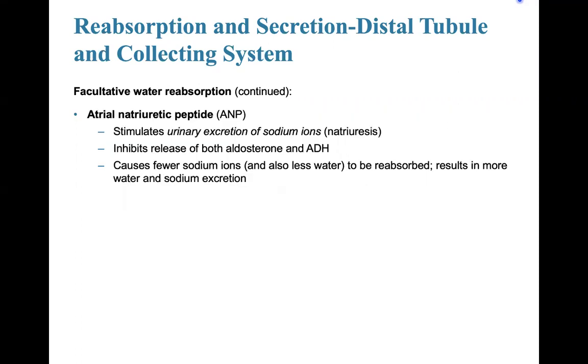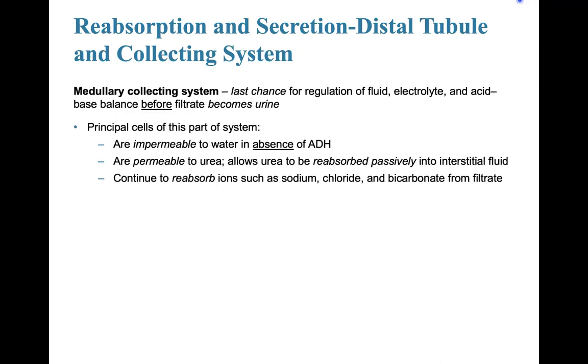ANP will stimulate urinary excretion of sodium ions. This inhibits the release of both aldosterone and ADH and causes fewer sodium ions and also less water to be reabsorbed. This results in more water and sodium excretion. Now, the medullary collecting system, these are those juxtamedullary nephrons. This is the last chance for the regulation of fluid, electrolyte, and acid-base balance before the filtrate becomes urine.